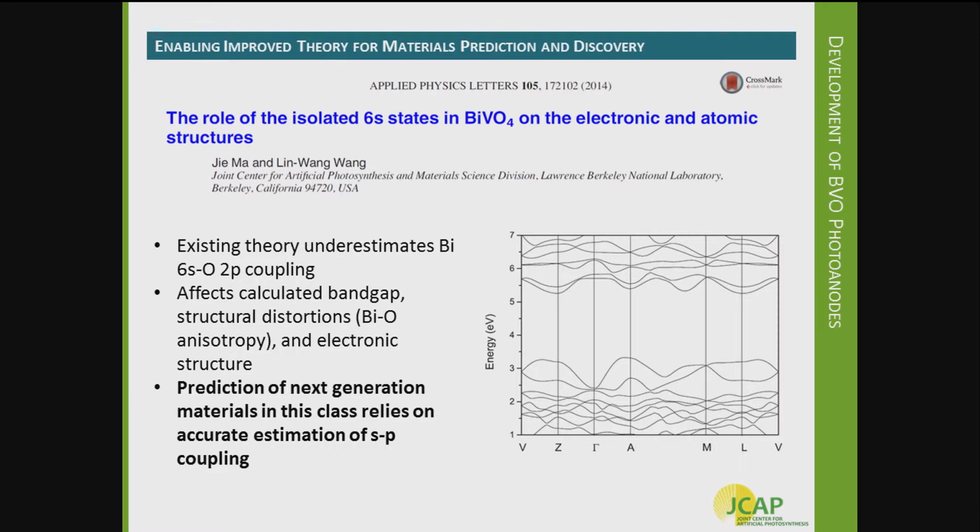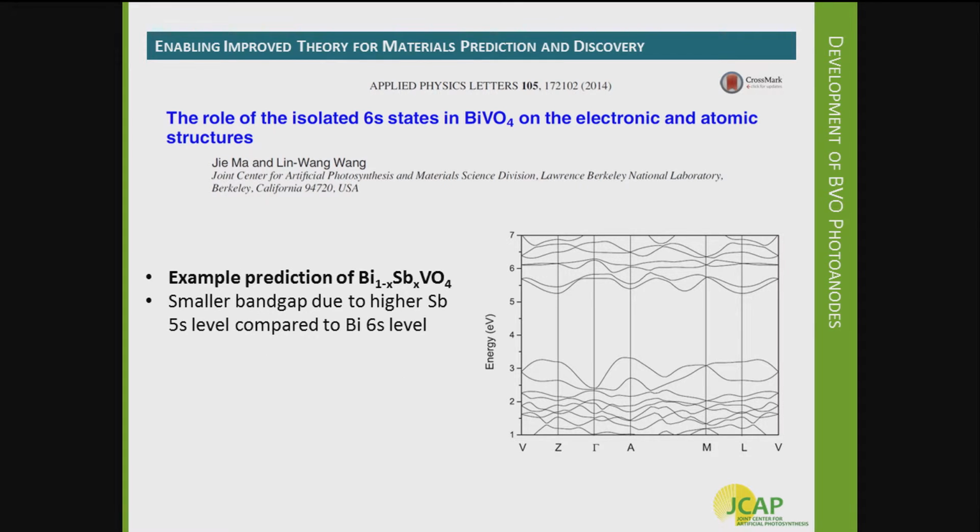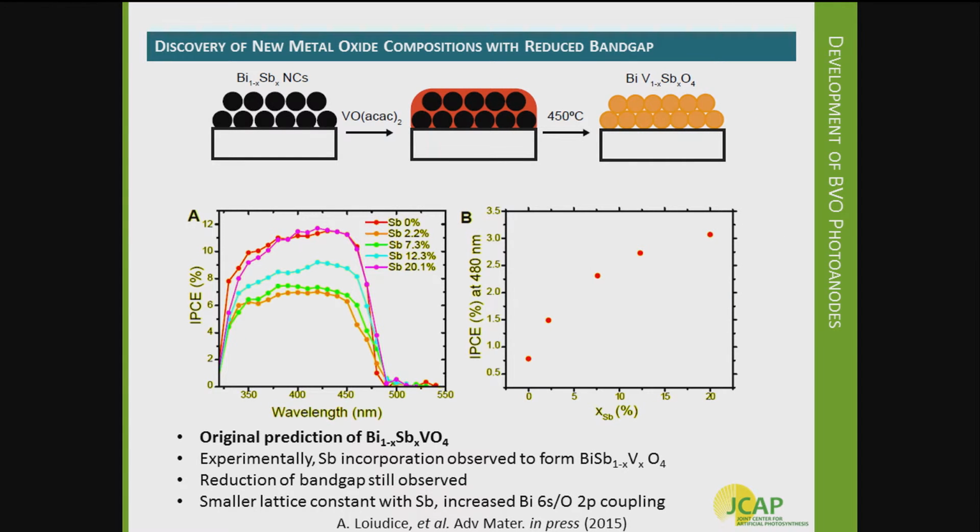So through having this experimental data, our colleagues in theory were able to refine their models, and through this refinement, we were then able to go one step further and predict a new composition of matter, which in this case was bismuth antimony vanadate, which they predicted should have a narrower band gap than pure phase bismuth vanadate because of the higher lying antimony 5s level compared to the bismuth 6s level. A number of researchers within JCAP attempted to synthesize this using bulk and thin film synthesis methods. It turned out to be rather difficult to obtain this in a pure phase form.